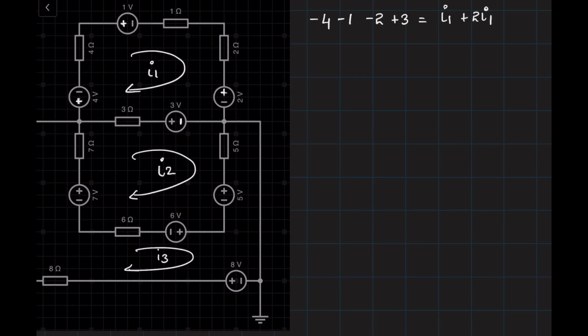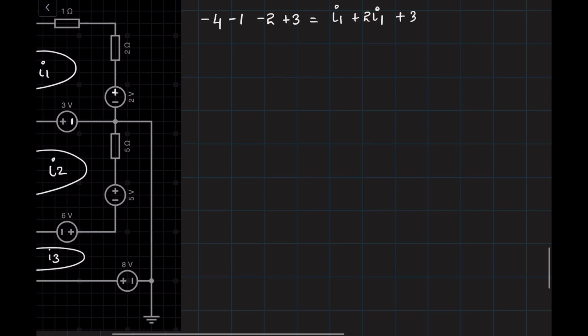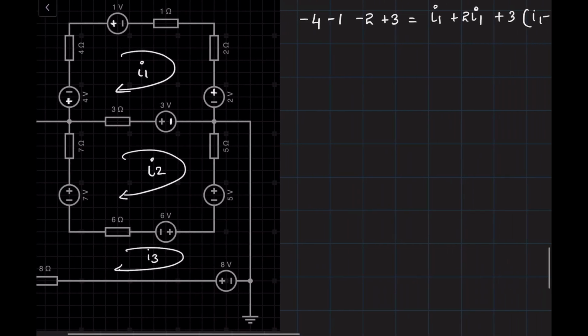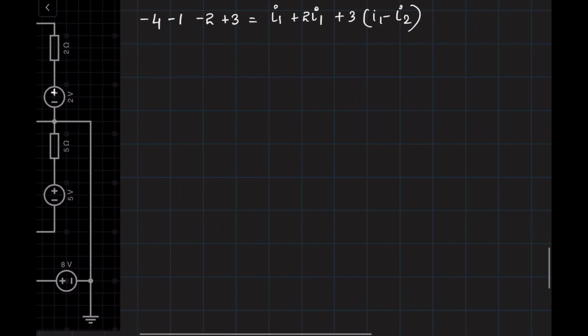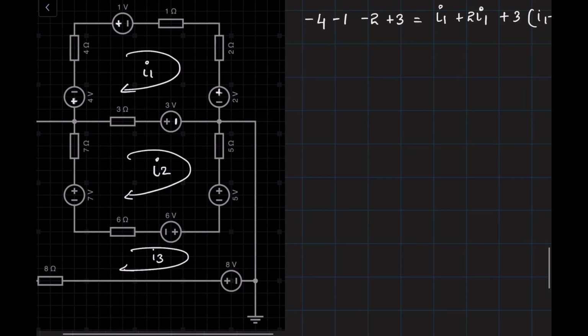Understood? Let's take the 3 ohm resistor. Current flowing through it will be I1 minus I2. So plus 3 into I1 minus I2. Understood? Now if you take the 4 ohm resistor, I1 only flowing, so plus 4 times I1. Understood? That's the first equation. Got it? Now solving the second loop.